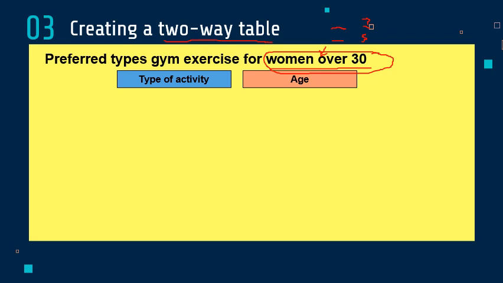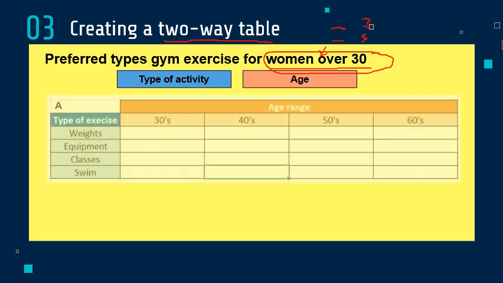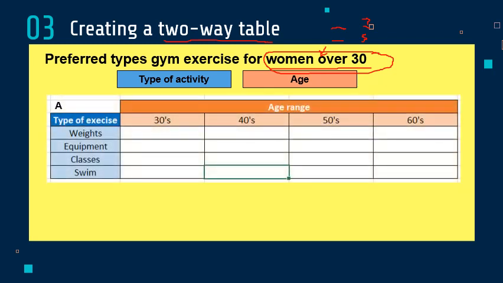So the way I could present this in a two-way table, if I liked, is I could have my first column here on my left be the type of exercise or activity. And here I've got a few different options. I've got weights, equipment, classes, swimming. And here I've got my other variable, which is age range. And then underneath that, I've got all the options for that. So I've got 30s, 40s, 50s, and 60s.